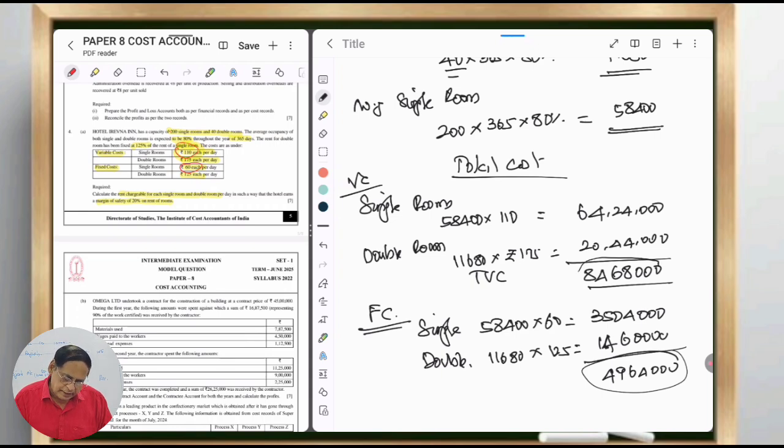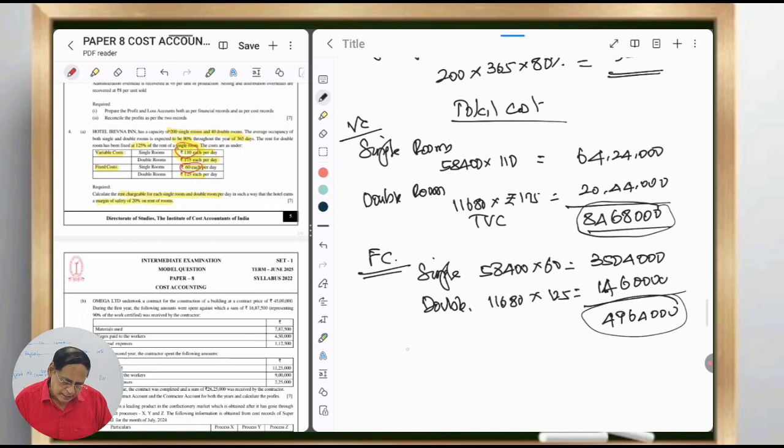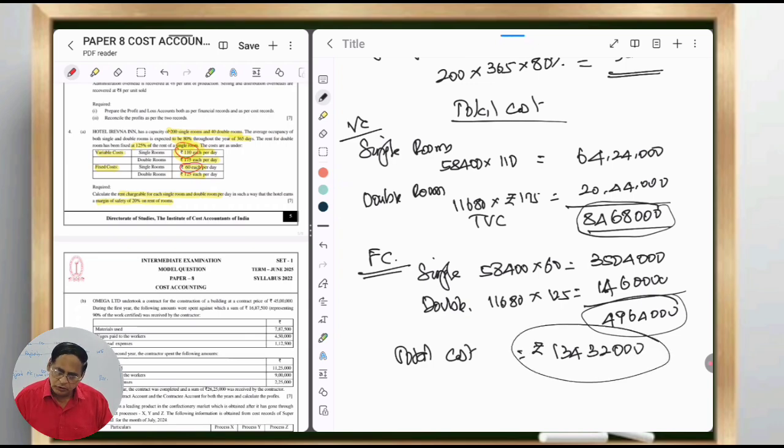Total variable cost 84,68,000. So for the total cost we must add both. So the total cost is 49,64,000 plus 84,68,000 equal to 1,34,32,000. So this is the total cost per year, for both single room and double room.